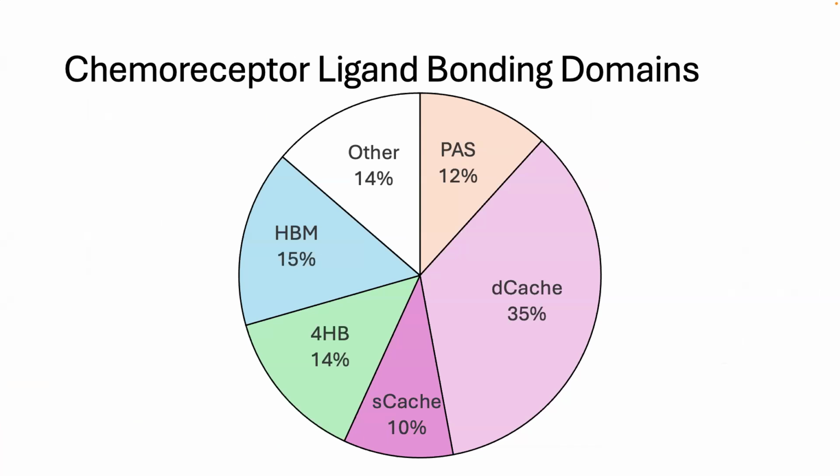And so this just gives us an idea for these 51 chemoreceptors, 35%, or a third of them, a little more than a third, are dCache. And then it just goes down from there, HBM 15, 4HB 14, PAS 12. And then there's others, just a catch-all that I didn't focus on in my analysis. And then I just started to annotate a little bit which groupings of the paralogs for the chemoreceptors fall where.